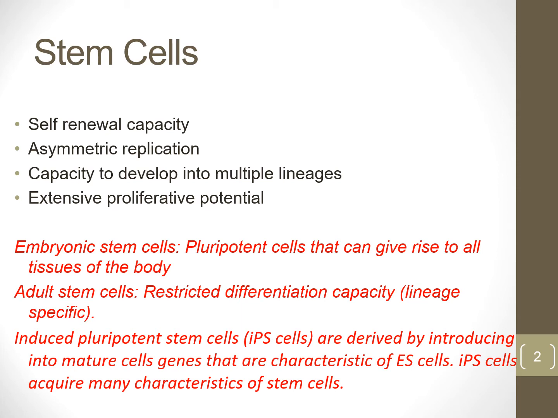We have some feature that we can do in the lab. They are called induced pluripotent stem cells. They are derived by introducing into mature cells genes that are characteristic of embryonic stem cells. So we have a mature cell, we introduce genomic material that is characteristic or only seen in embryonic stem cells in order to change the characters of these cells into embryonic stem cells. They can acquire many characteristics of stem cells.